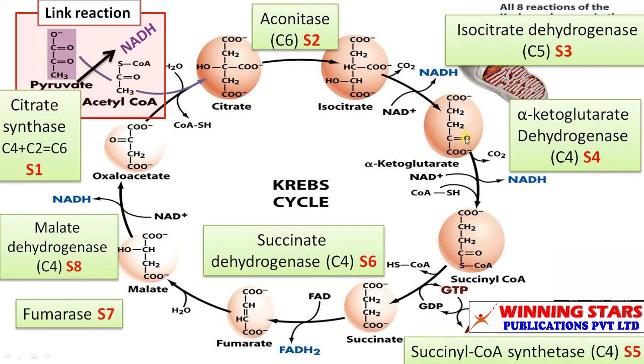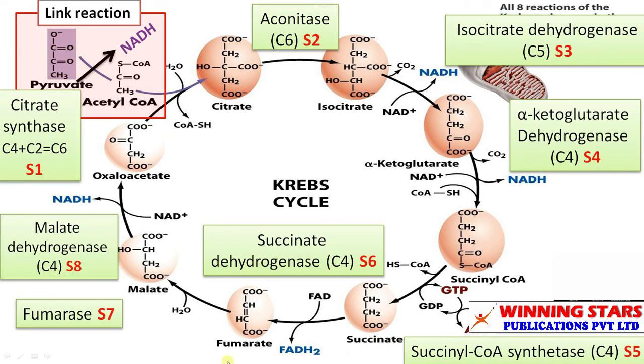Then in the next step, C5 compound is converted to C4 compound. Whenever there is reduction of carbon number, that is associated with decarboxylation and also formation of NADH. Then once the succinyl coenzyme A is formed, which is a high energy compound, that leads to the formation of ATP and also succinate in the next step, and this is a step where ATP is synthesized.